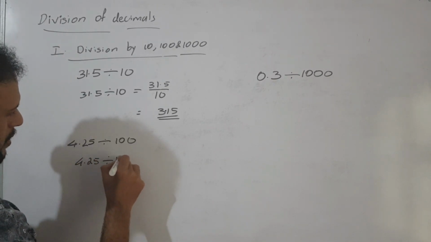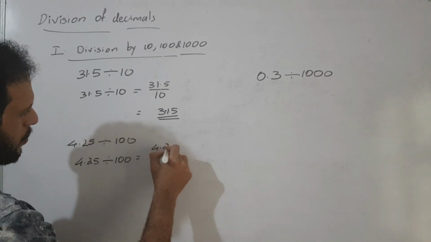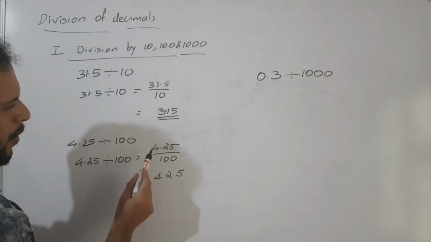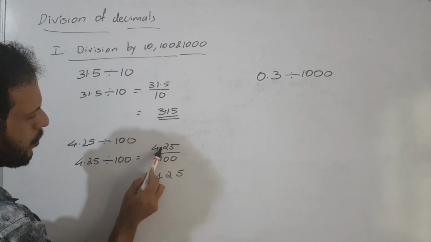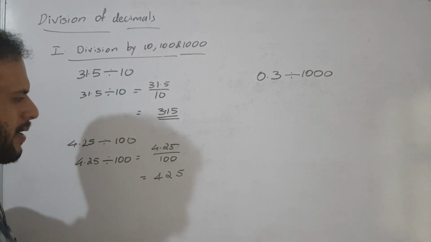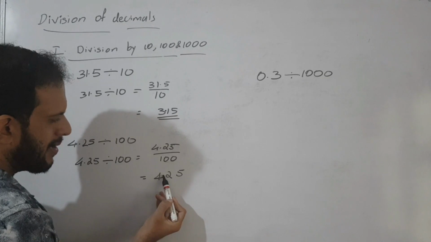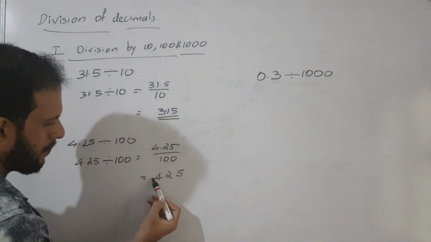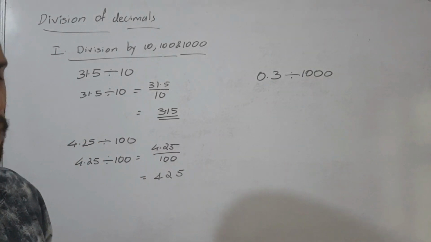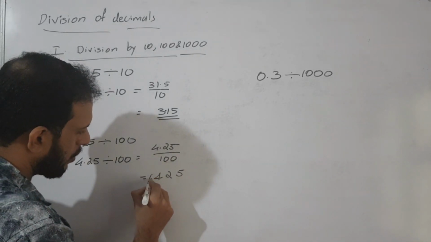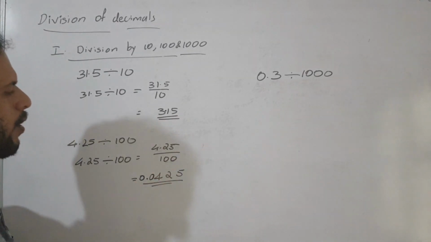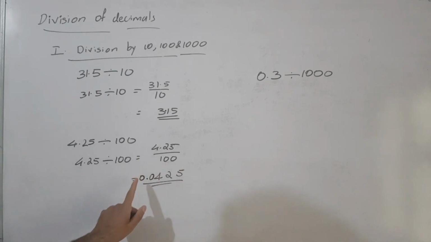Here, 4.25 divided by 100 is equal to, we write 425. The decimal point is in front of 2. Then how many steps do we move forward? 2 steps. Right. Here we have a number for the first place, but there is no number to move the second place. So we add 0 in front of 4. Then point 0. So what is the answer of 4.25 divided by 100?